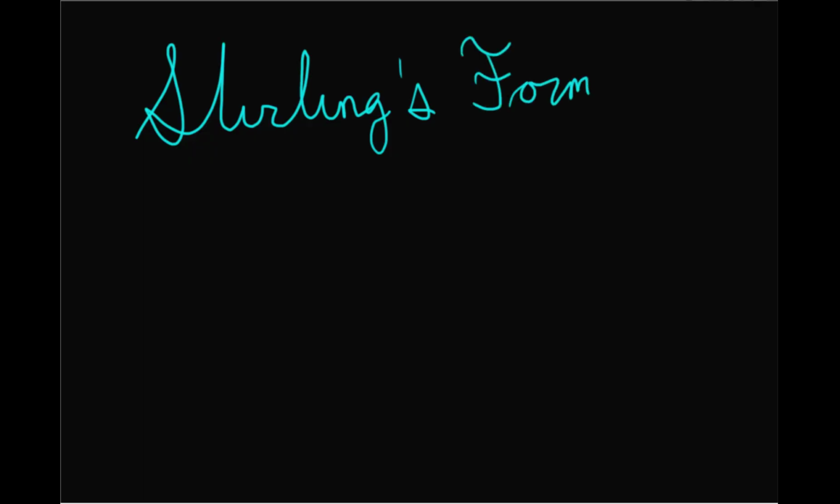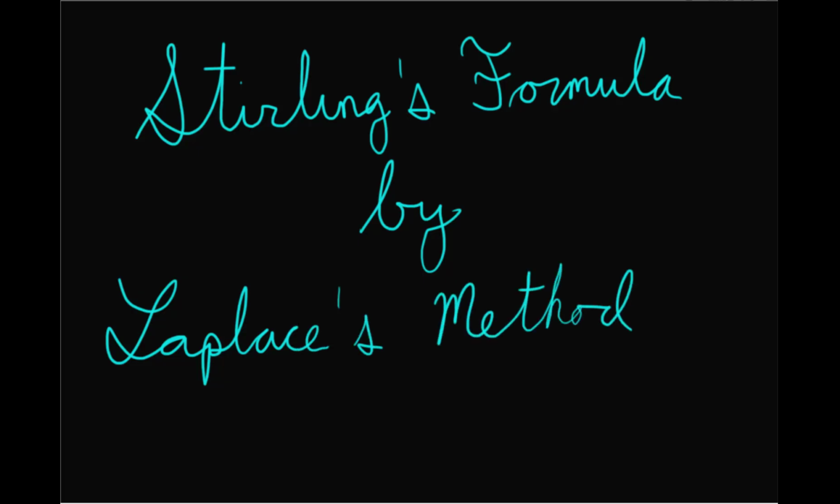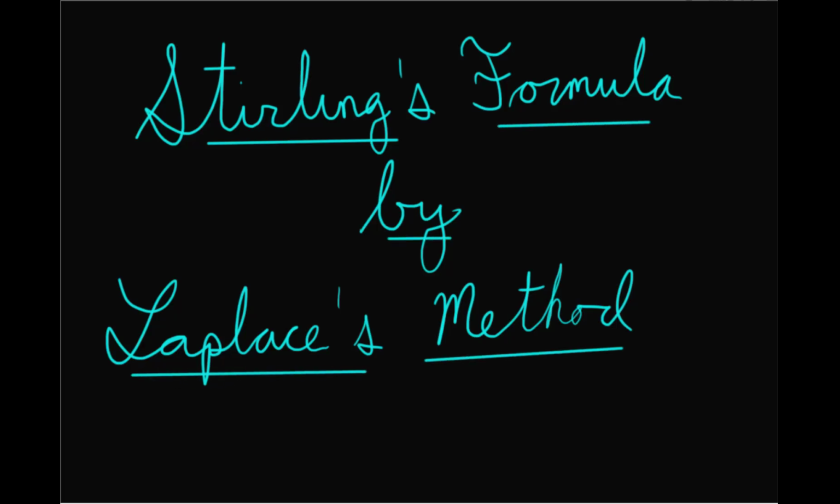Hello everyone and welcome to today's lecture video, which is on Stirling's formula, which I've already derived using the Euler-Maclaurin summation formula, but in today's video I'm going to offer a second derivation by a different method, namely Laplace's method. And this method is going to really make explicit why the factor radical 2 pi n appears in Stirling's formula.